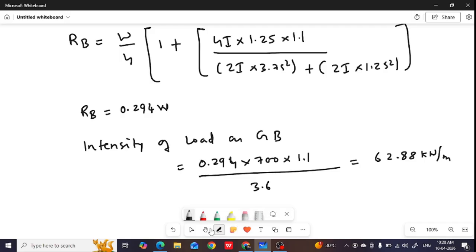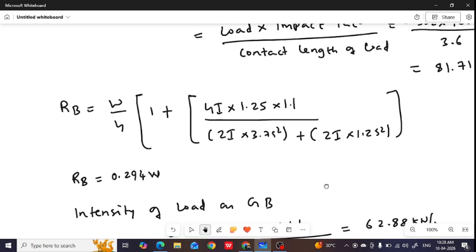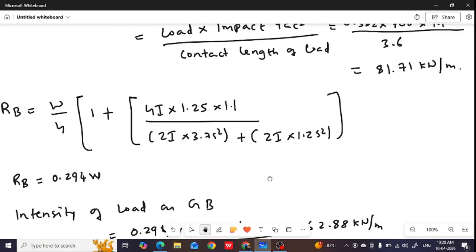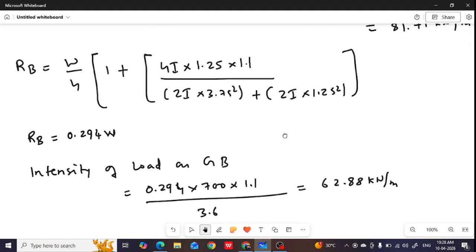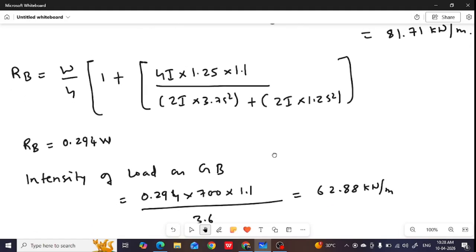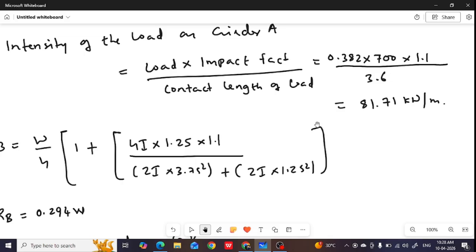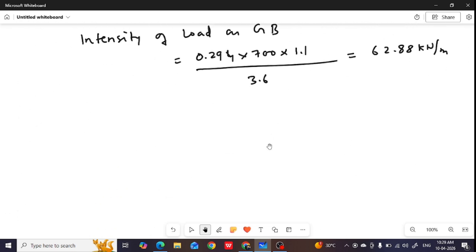Now we have calculated the intensity of the load on girder A, that is 81.71, and on girder B it is 62.88. So girder A is the critical girder because the maximum load is on girder A. We can analyze girder A because it is having the maximum load.